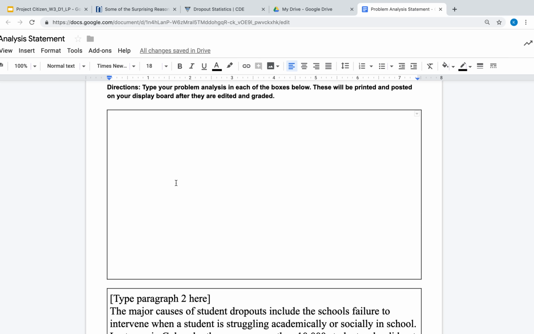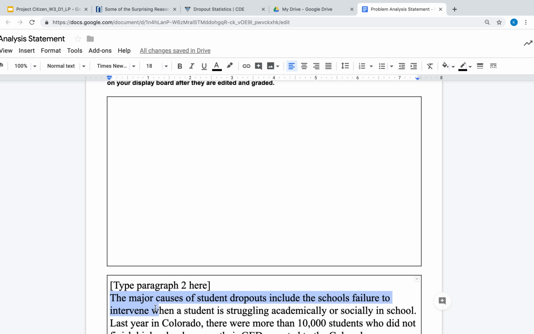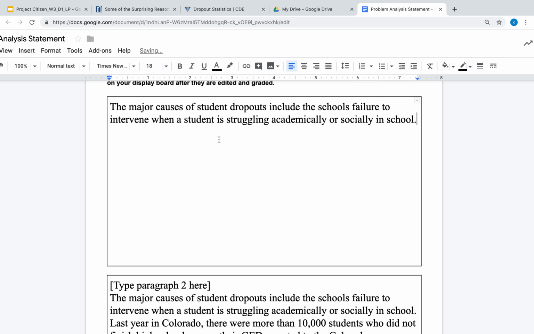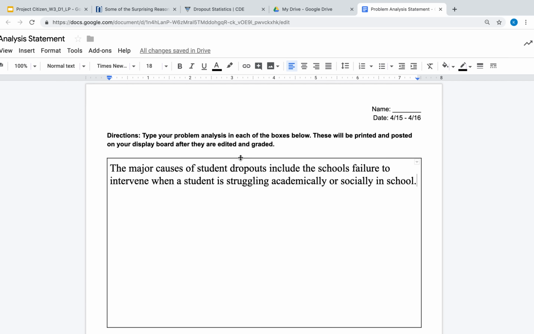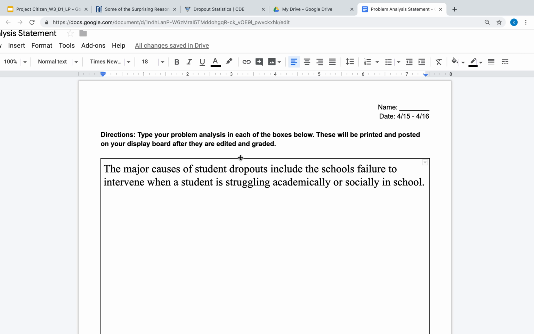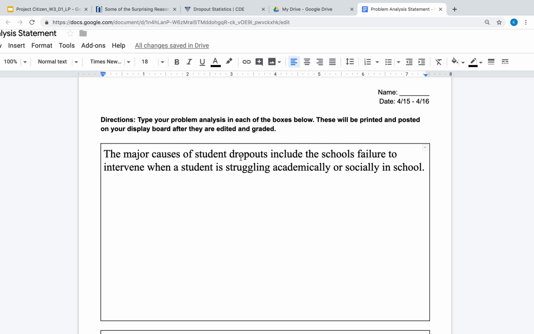The first is my assertion. Let's say I'm writing about the causes. I'm going to ask myself, what are the major causes if my problem is student dropouts? I would hopefully have this question already answered from the research I did last week. Let's pretend I went to my note chunk and found this information, and now I have my answer. So I wrote my assertion here.